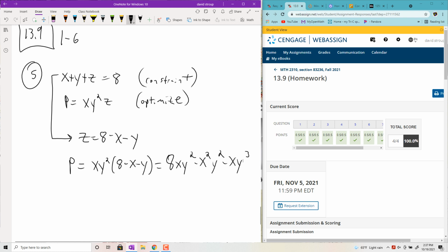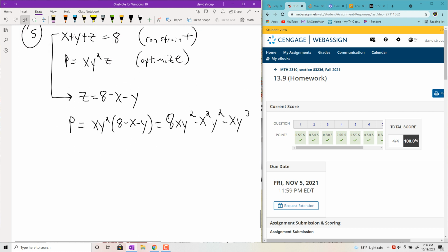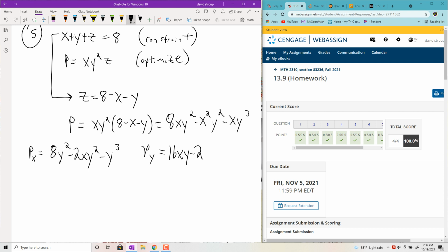At this point, you need the partials, and you set them equal to 0, and the critical number usually is your answer, right? So I get px, that's going to be 8y squared minus 2xy squared minus y cubed. Py then is going to be 16xy minus 2x squared y minus 3xy squared. Set these guys equal to 0.